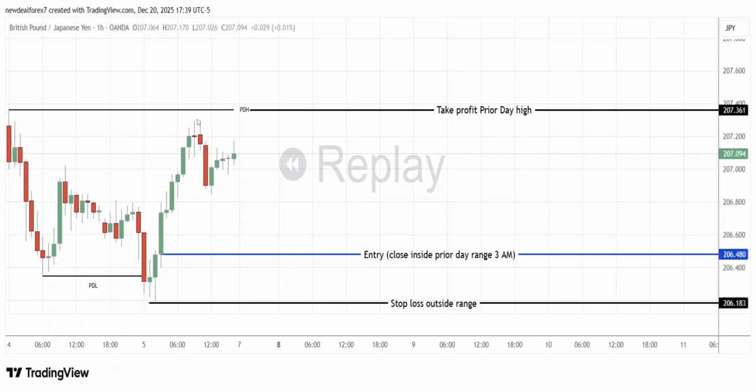Now this is the whole day on the 1 hour, and as you can see, price did not reach the complete top of the prior day high, but just take what you can get. Once you see price start to stall out near the end of the day, you definitely don't want to sit through this retrace. So definitely go ahead and take your profit while you can get it.